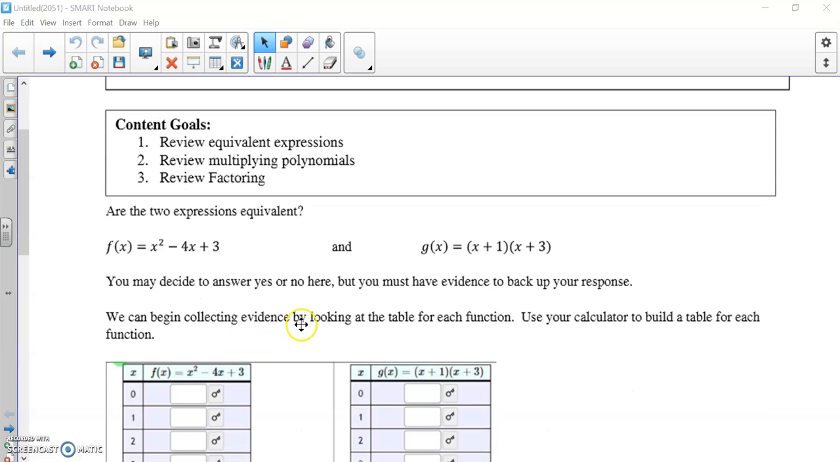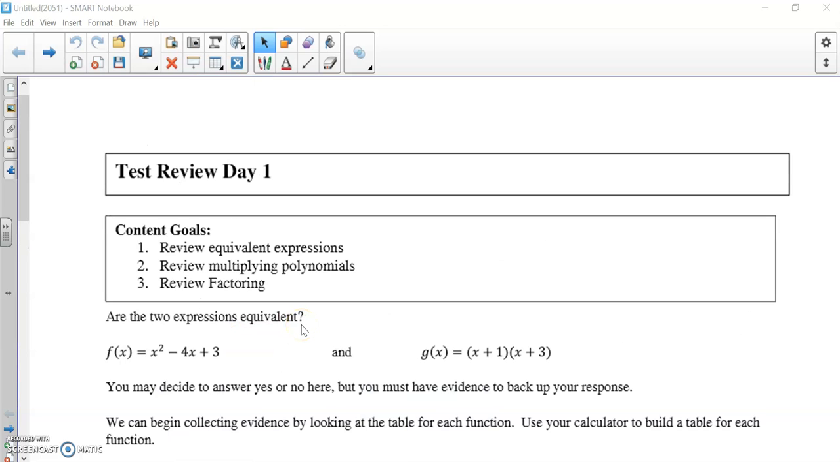Hey guys, so today we are doing day one of the test review. We'll review today, tomorrow, and then also our test, remember, that is going to be on Wednesday, Thursday, and Friday, so just keep that in mind.